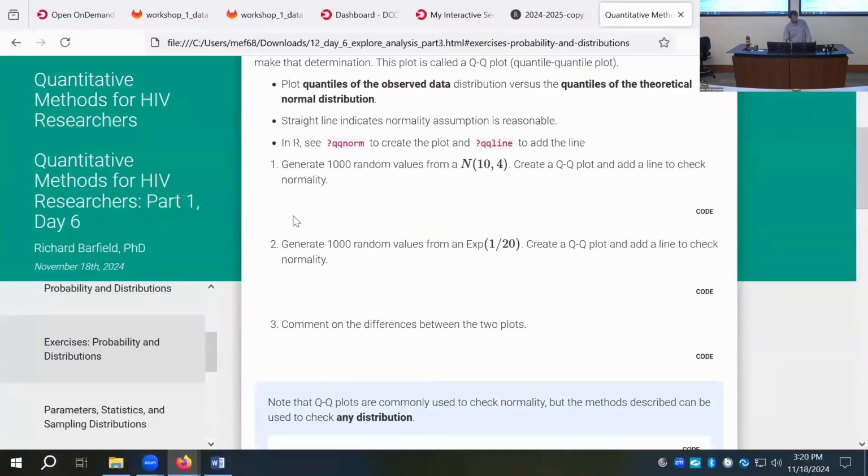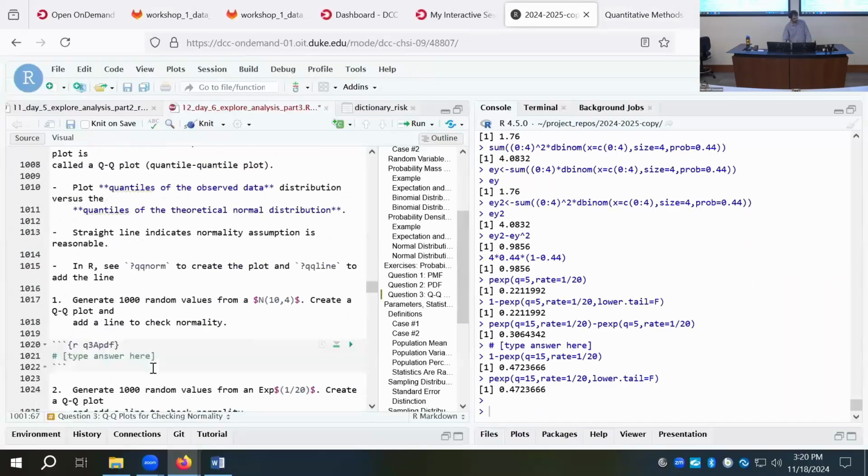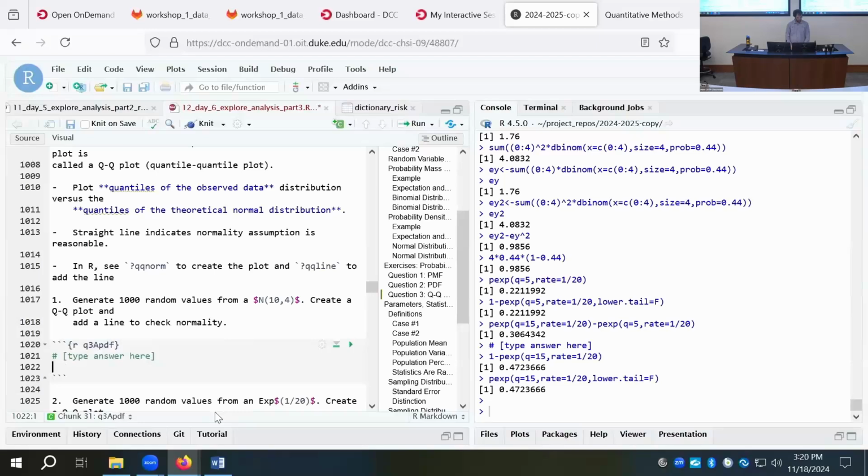So we're going to generate 1,000 samples from a random variable, and we're going to create a QQ plot and add a line to it to check for normality. I have to remember how to do this now. Okay, so QQ norm is the function.